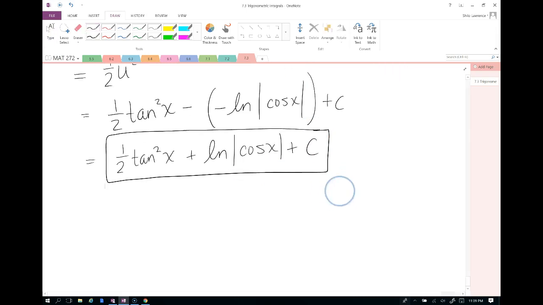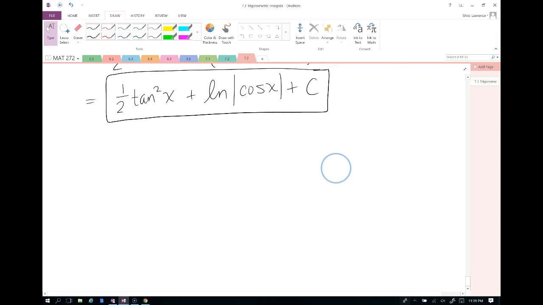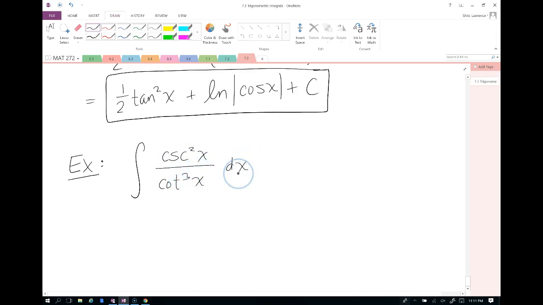The very last one I want to show you in this section is a good example of what to do when you just have no idea what to do. So we want to find the antiderivative of cosecant squared over cotangent cubed.